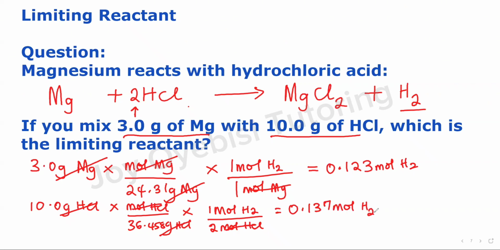So the question you ask yourself next is, between these 2 moles, which is the smaller mole? The smaller mole would be this one. Okay, so 0.123 is smaller than 0.137. So we're going to trace back to the beginning what reactant gave us that smaller mole, and that's magnesium. So your answer would be that magnesium is the limiting reactant. So we'll just say LR. Okay, and that is it.